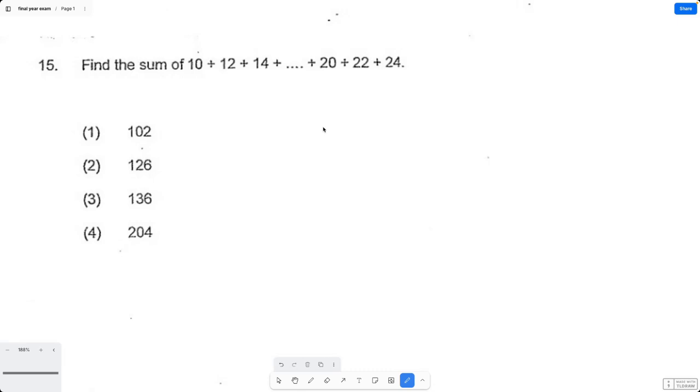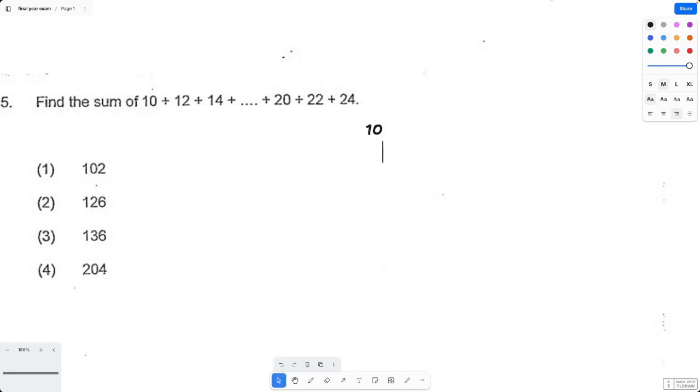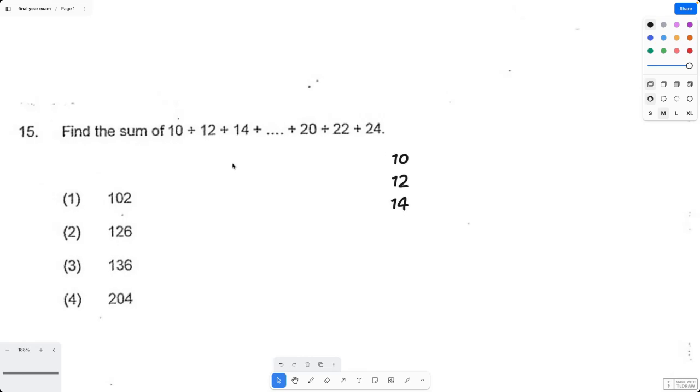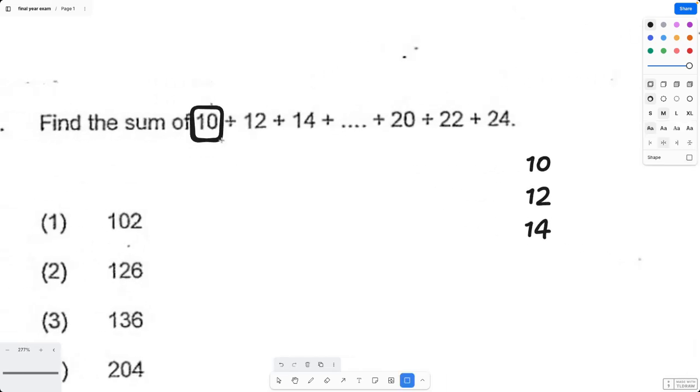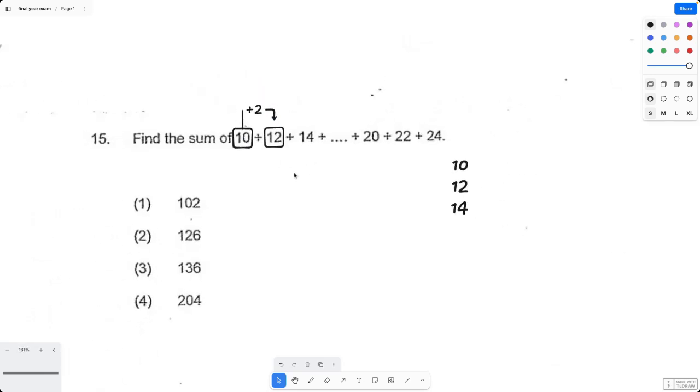Okay, first thing first, the easiest way is you just list down 10, 12, 14. So we know the pattern here, from 10 to 12, is basically we add 2. So there's actually a pattern here that we need to know. We plus 2 in this sense. So that's why we have even numbers 14, 16, then 18, then 20, then 22, then 24.